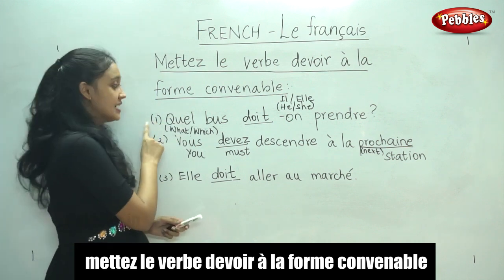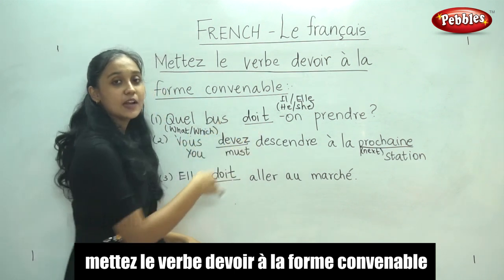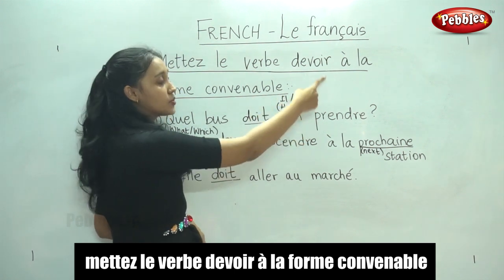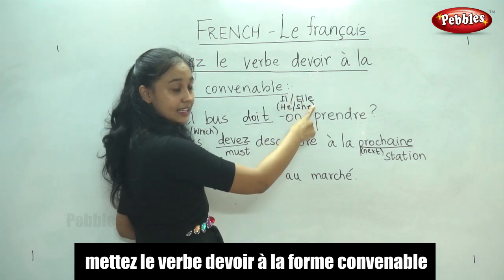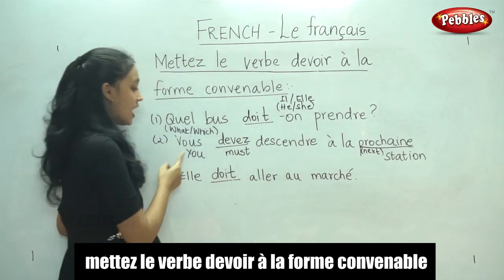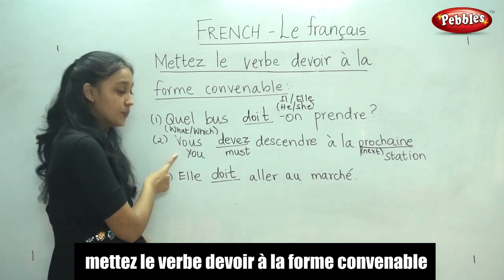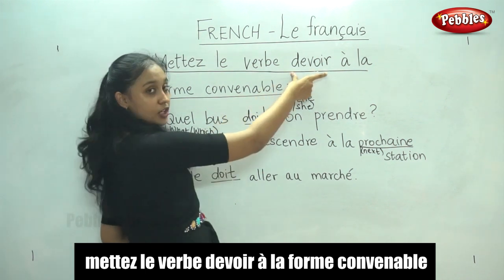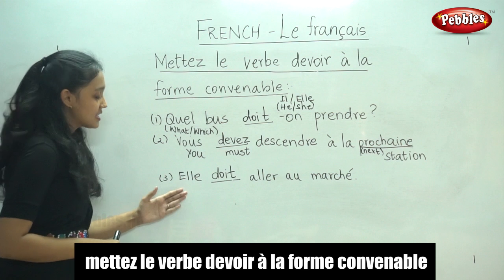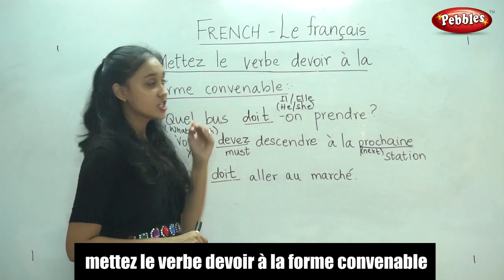In the first sentence, the subject pronoun was not given directly. So we read the sentence and found out that the subject pronoun is either il or elle. And what was the conjugation of devoir for il or elle? It was doit. So, quel bus doit on prendre? For the next sentence, the subject pronoun was given directly. It is vous. So, for vous, the devoir conjugation is devez. And finally, in the last sentence, the subject pronoun was given directly. It is elle. For elle, what is the conjugation for devoir?